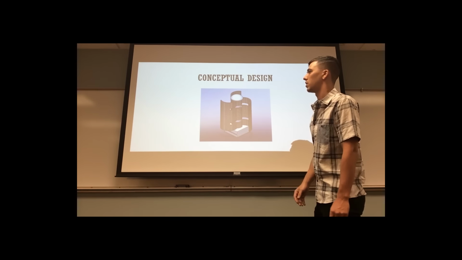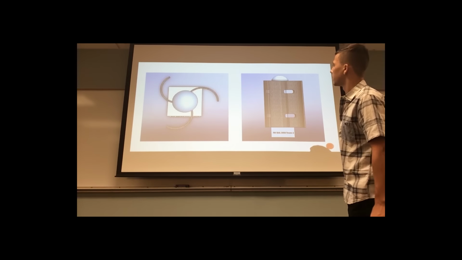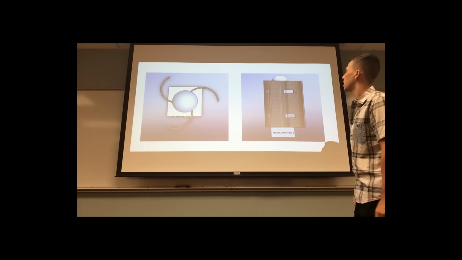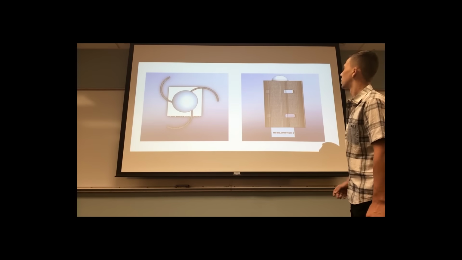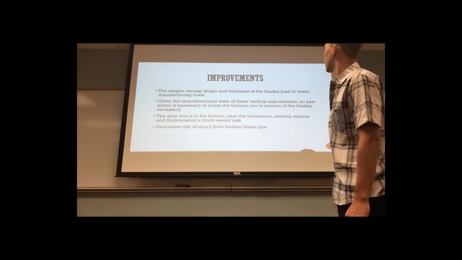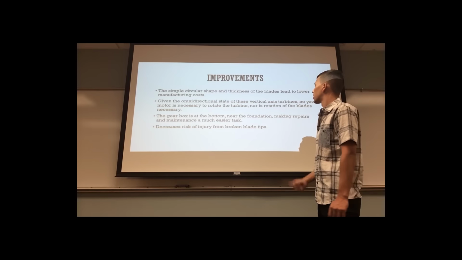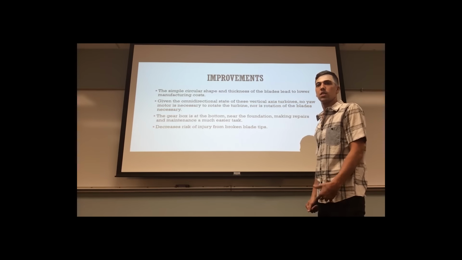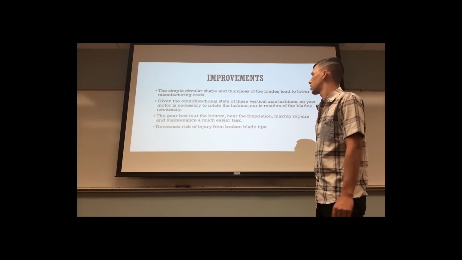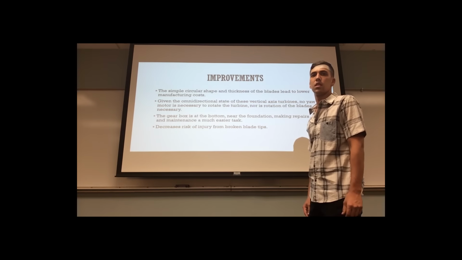This is our conceptual design. We chose a vertical axis turbine with carbon nanofiber blades and an aluminum hub. The simple circular shape and thickness of the blade lead to lower manufacturing costs. Given the omnidirectional nature of vertical axis turbines, as talked about before, it's easier to maintain and fix, and it decreases the risk of injury from broken blade tips.